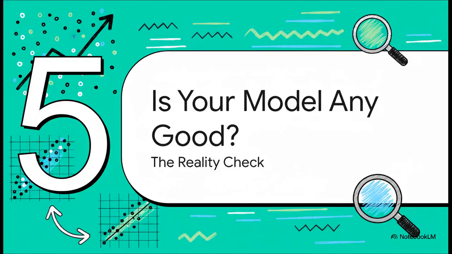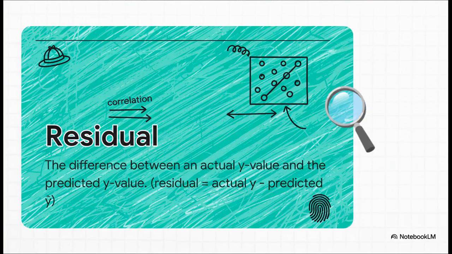All right, we've built this shiny new prediction machine, but how do we know if it actually works? Is it a high-tech tool or just a piece of junk? A good detective always checks their work. It's time for a reality check. The way we check our model is by looking at its mistakes. And in statistics, we have a fancy name for those mistakes, residuals. A residual is just the leftover bit. It's the gap between a real data point and where our line predicted it would be. It's the part of the mystery our model couldn't quite solve.